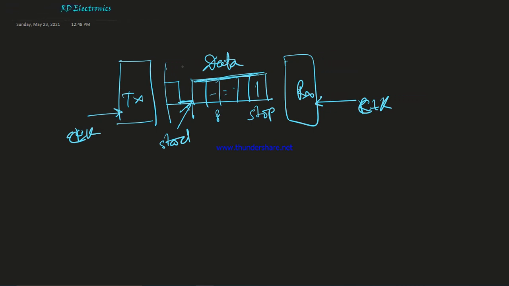Okay, for communication purposes, there are basically three types of communication possible. One is simplex transmission, where data is transmitted in only one direction.